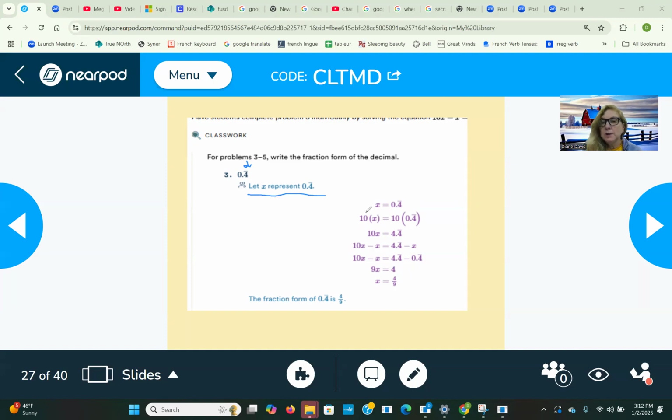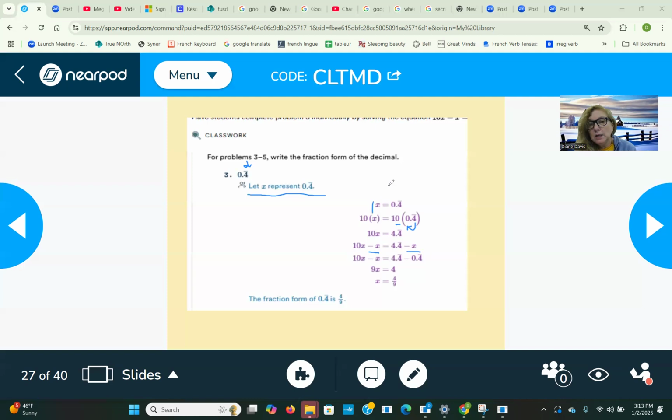Then you're going to multiply both sides by 10, which moves the 4 over one place value. You know it's one place value that you need to move it when you multiply, because there's one 0 that tells you to move it over one place. So that gives you 10x equals 4.4. Then you're going to subtract x. This is like a recipe, and you just have to follow it. You're going to subtract x from both sides.